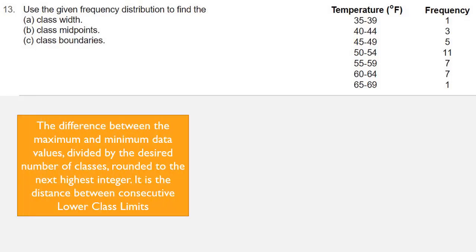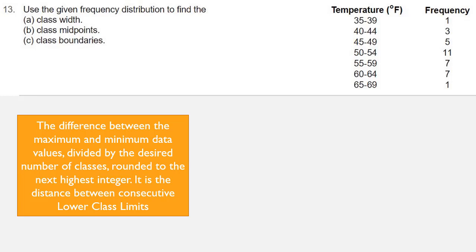The difference between the maximum and minimum data values divided by the desired number of classes, rounded to the next highest integer, is your class width. It is the distance between consecutive lower class limits. Because we already have our frequency distribution, we have all of our lower class limits and upper class limits. So we can use the first two lower class limits to find the class width.